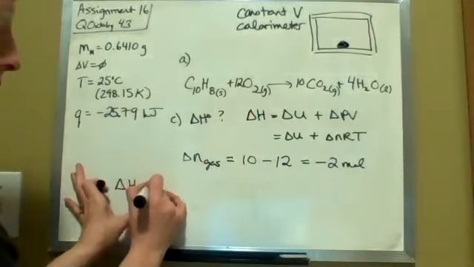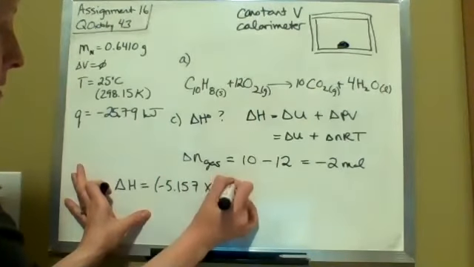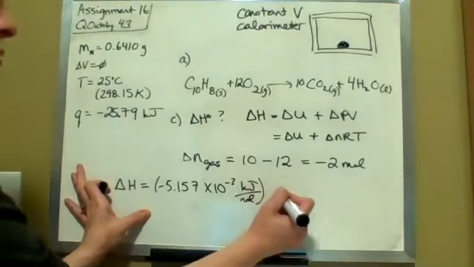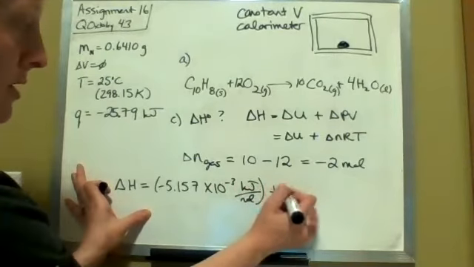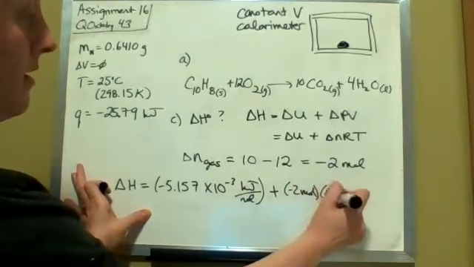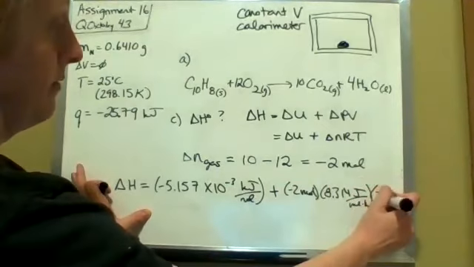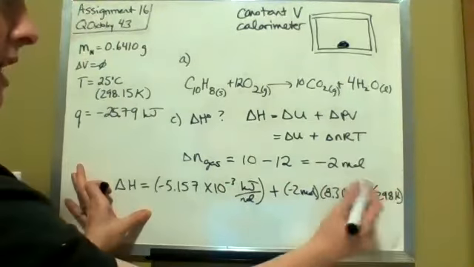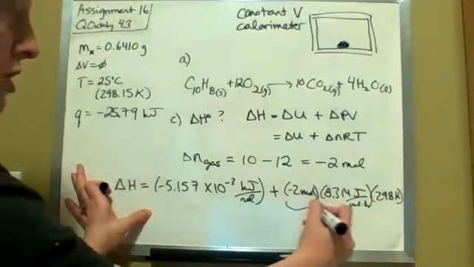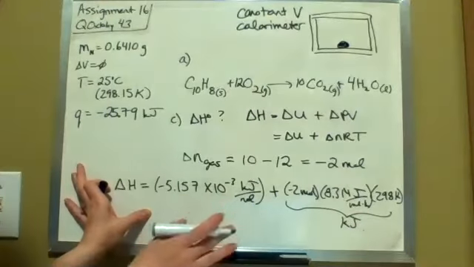So delta H equals our delta U minus 5.157 times 10 to the minus 3. That's in kilojoules per mole. You have to be careful because you don't want to mess up your units. So we have minus 2 moles. Your R is in joules per mole Kelvin. We are at 298 Kelvin. So you're going to have to multiply this part here, or sorry, divide this part to get your kilojoules. Okay, so make sure you turn this into kilojoules, or this into joules. Either way you want to do it.